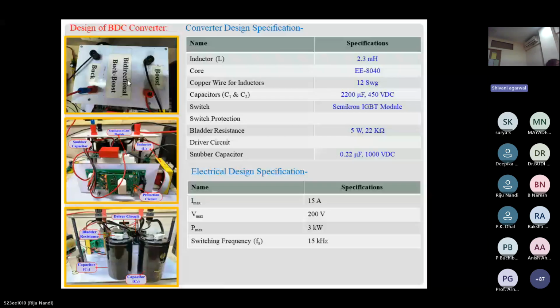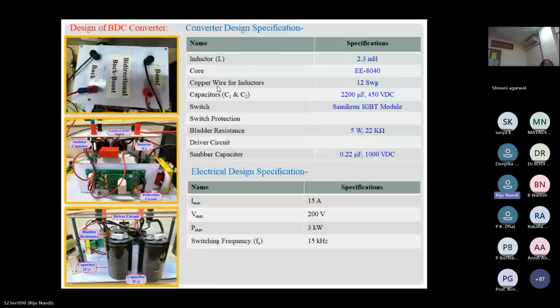So you can use that inductor value. We have used 2.3 millihenry. Core is EE8040. I have told all. Copper wires for inductor 12 SWG. Two capacitors are also there for the bidirectional buck-boost.